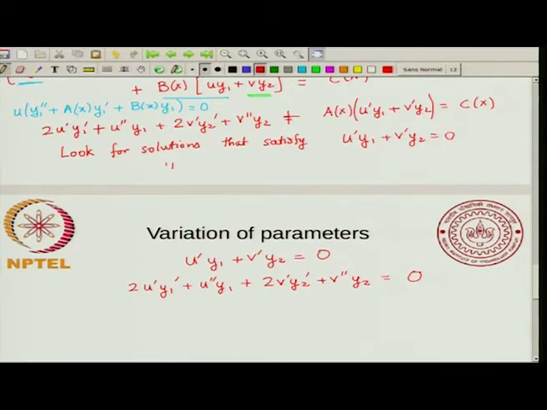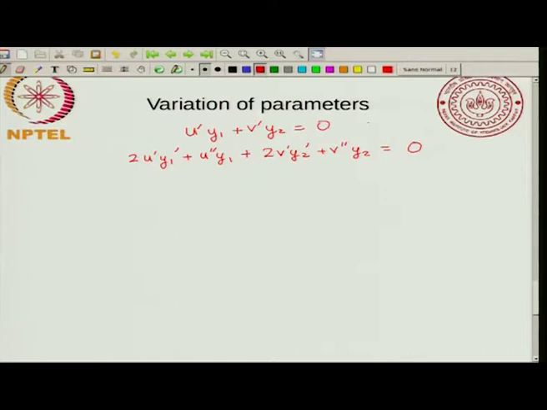Now, once you impose this condition, if you take the first derivative of the first equation, let me call this equation 1 and this equation 2. If you take the first derivative of 1, then you get u double prime y1 plus u prime y1 prime plus v double prime y2 plus v prime y2 prime equal to 0.